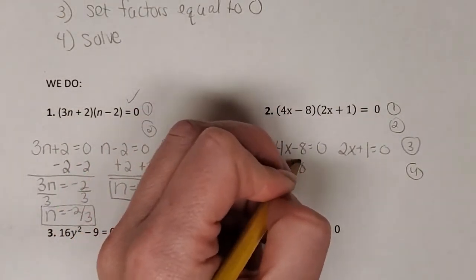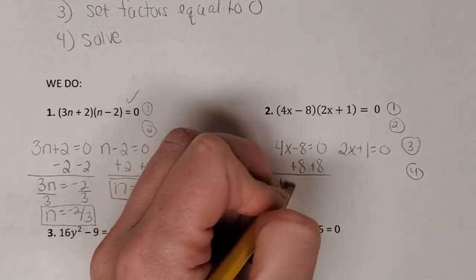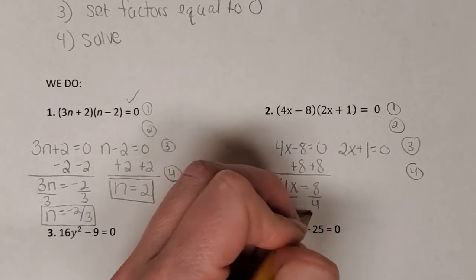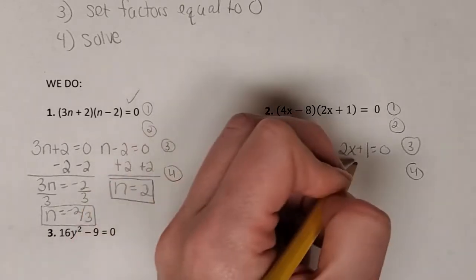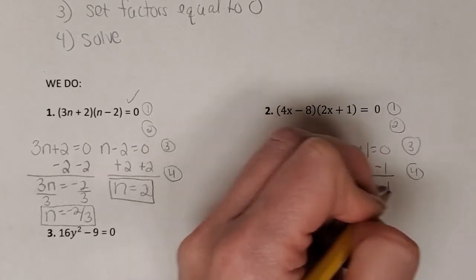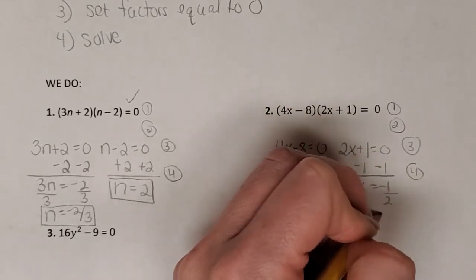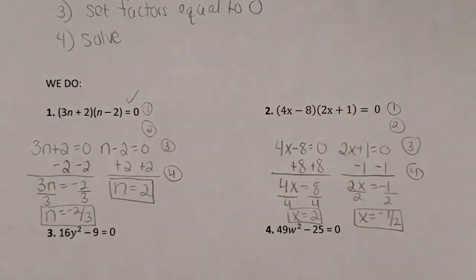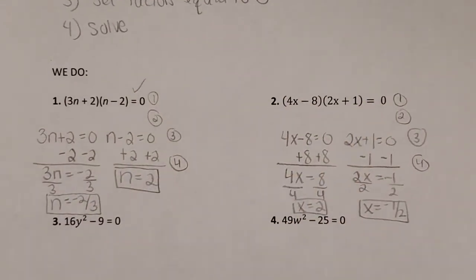So we're going to add 8 to both sides. 4x equals 8 and divide by 4. x is 2. And then we're going to subtract 1 from each side. 2x equals negative 1. Divide by the 2. x equals negative 1/2. So that's the equation there. So we've done steps 1 through 4, and we've solved our equation.